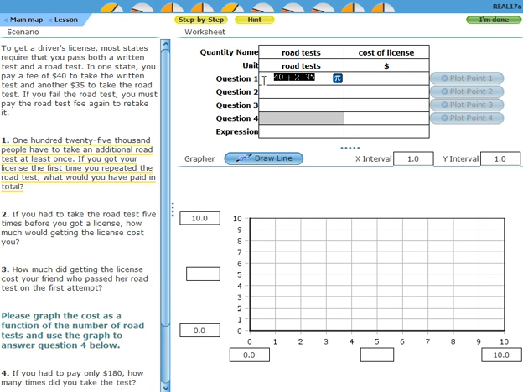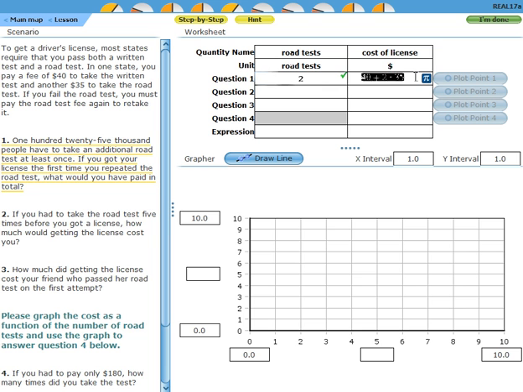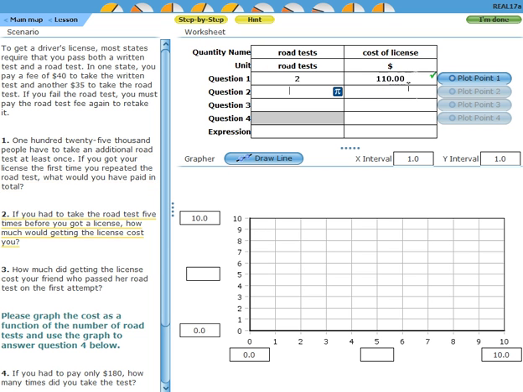Okay, whoops. Let me cut that. That actually goes over here. That's the cost. I got ahead of myself. The road test is just 2 road tests. So let's come over here. Whoops, that's weird. So 40 plus 2 times 35. There we go. Okay, so let's go ahead and continue.